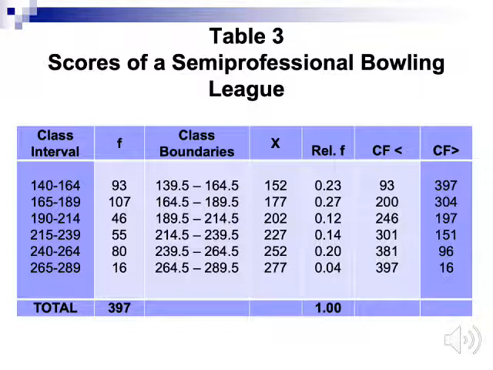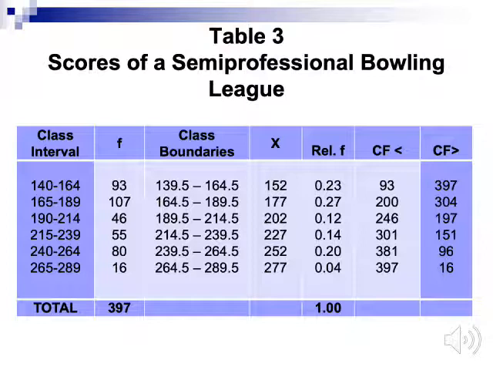Unlike here, although this is the lower limit and upper limit, you cannot find the width of 25 by simply subtracting upper limit minus lower limit. But for the class boundaries, when you subtract 0.5 from the lower limit and add 0.5 to the upper limit, if you subtract them, you will get the result of 25. That's why it is called the true limits.